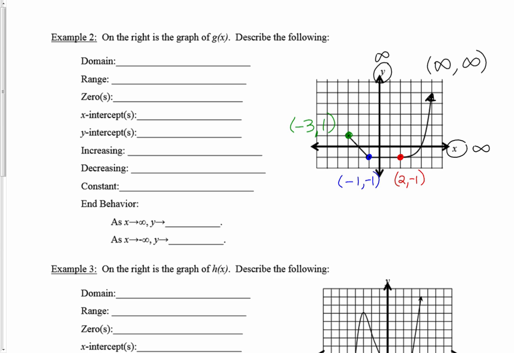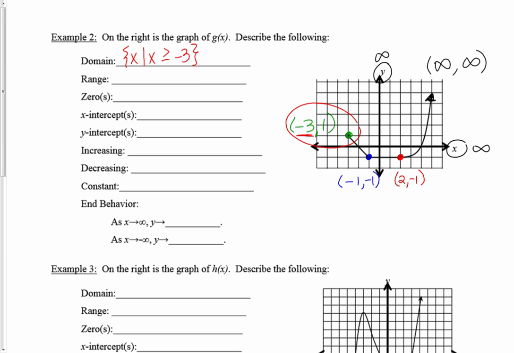All right, so the domain from left to right. The leftmost point on the whole graph is this end point right here. His x value is negative 3. It goes forever to the right. So I could say x such that x is greater than or equal to negative 3.